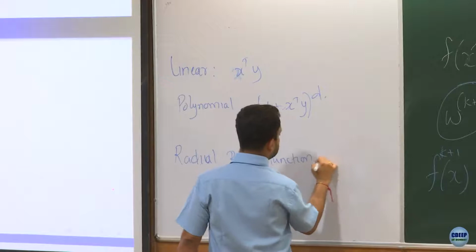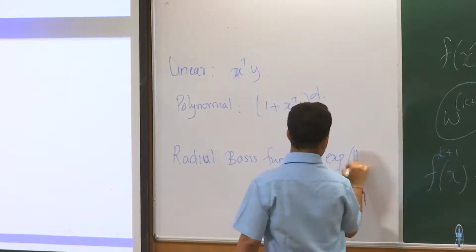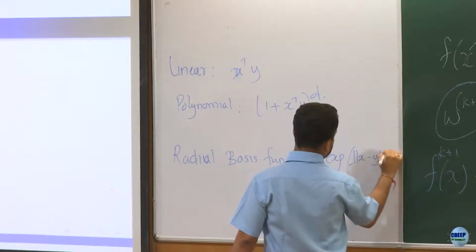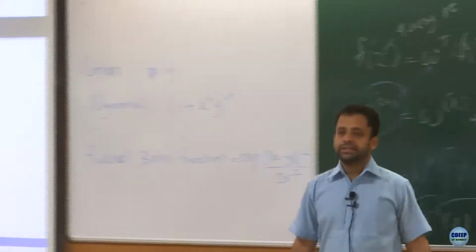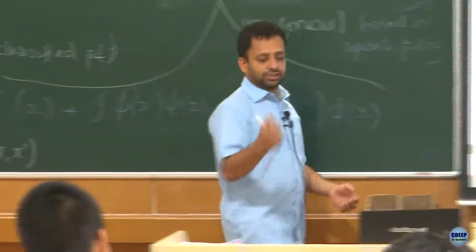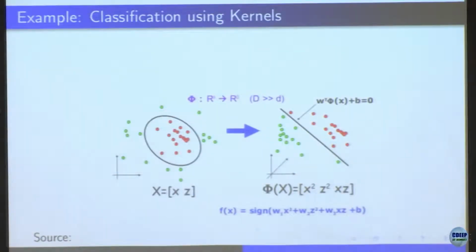Okay, and that is e raised to minus norm of x minus y norm square divided by 2 sigma square, where sigma is basically the width of the RBF factors. And I am just going to give one illustration.